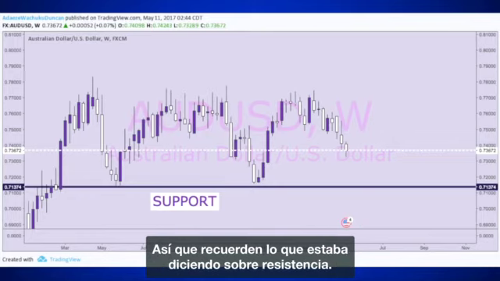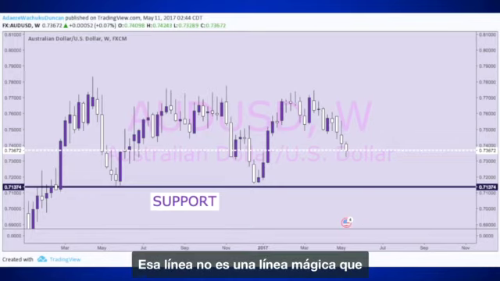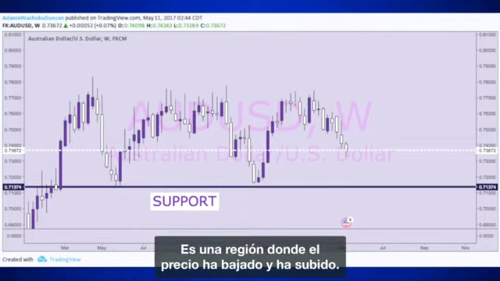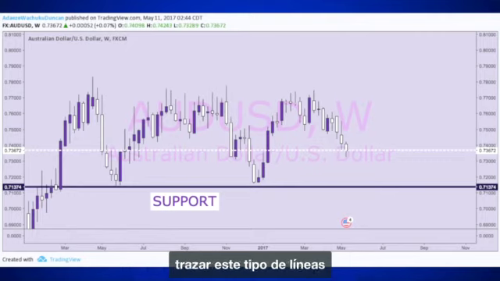So here again is another picture of the actual market with an actual support line. So remember what I was talking about with resistance. That line is not a magical line that everybody all across the world has the same line in the same area. It is just a guesstimation of where I see price has been turning around. You see price has been turning around. She and he sees price turning around. So it's more of like a guesstimation than anything. It's a region where price has come down and gone up. Now, the reason why you want to draw these kinds of lines is because you're creating a map.